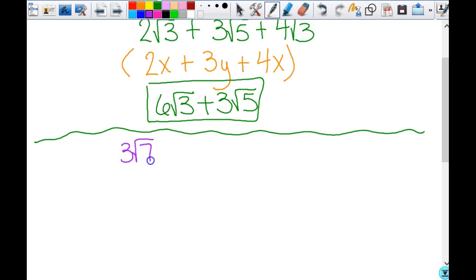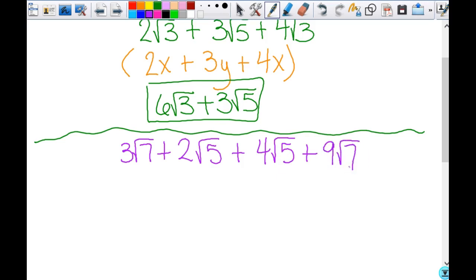3 square root of 7 plus 2 square root of 5 plus 4 square root of 5 plus 9 square root of 7. Okay, so get that done. Go ahead and just write that down and do it. It should be quick. I'm going to pass out the homework, and then I got one more example after this, but I'm going to pass this out while you write that down, because I know I'm in the way.